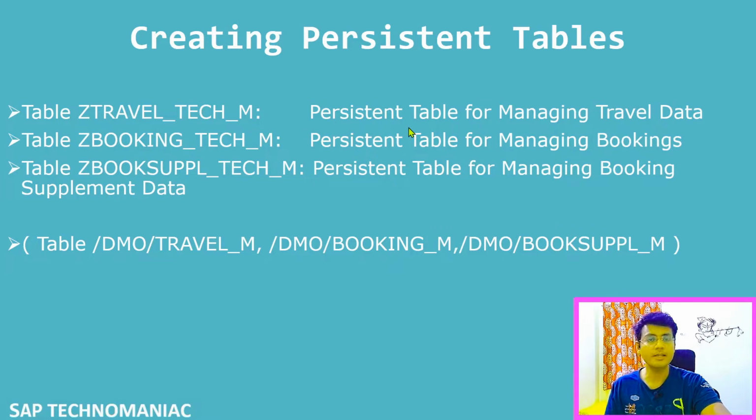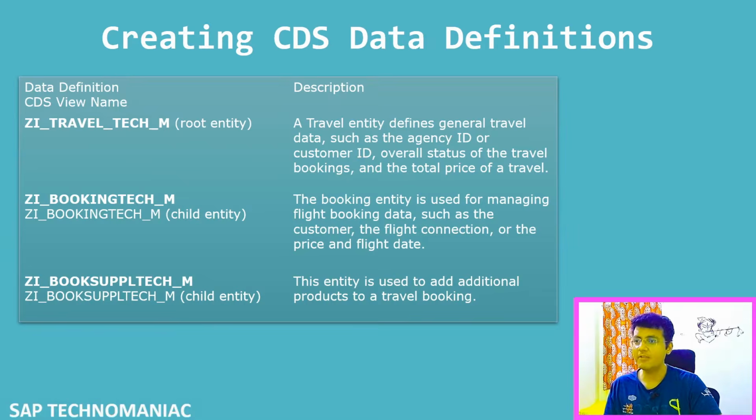We call these tables persistence tables as well. Why? Because these are the database tables where the data will actually be saved and remain. To create the persistence, we will start with these three tables. First we will create these three tables, and on top of these three tables we will create the interface views: gi travel take am, gi booking take am and gi booking supplement take am.